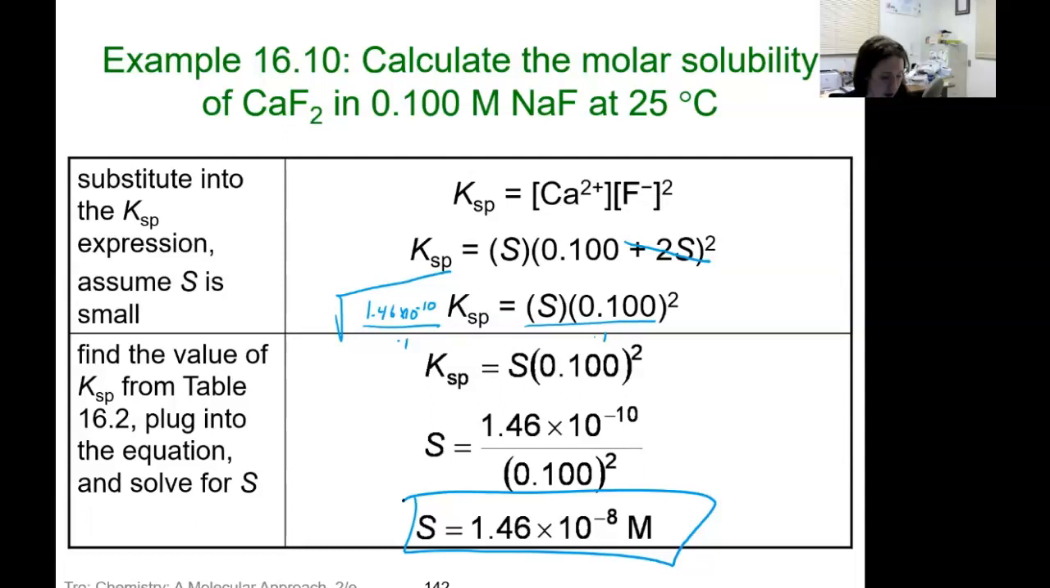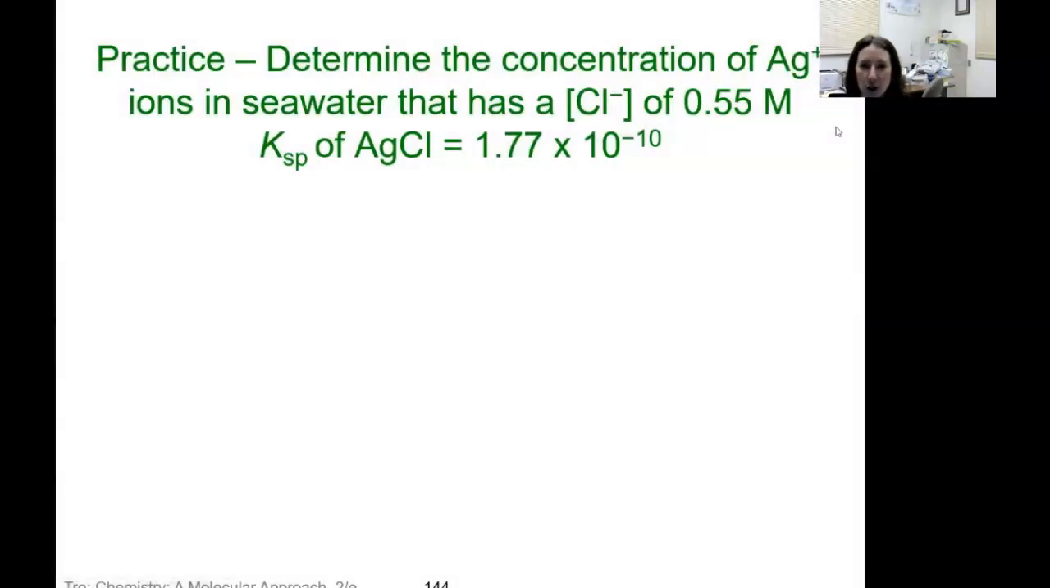Okay, so now one more fun one. We're going to do these molar solubilities. Determine the concentration of silver ions in seawater that has a chloride ion concentration of 0.55 molar. And then I have to give you the KSP of AgCl. So I want to know, what is the concentration of silver ions in seawater? Seawater has this concentration of Cl ions, and here's the KSP of AgCl.